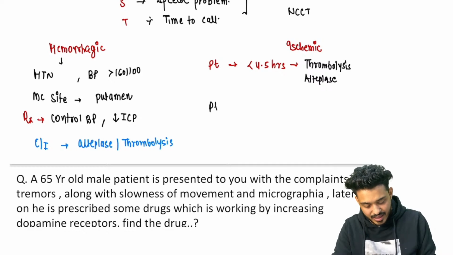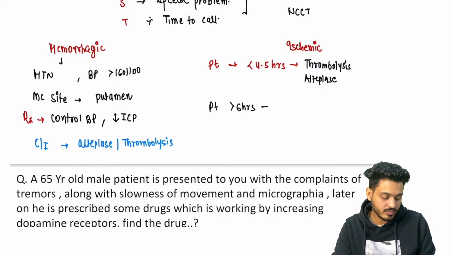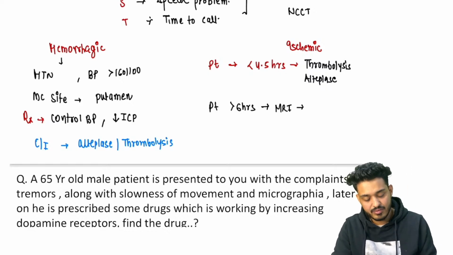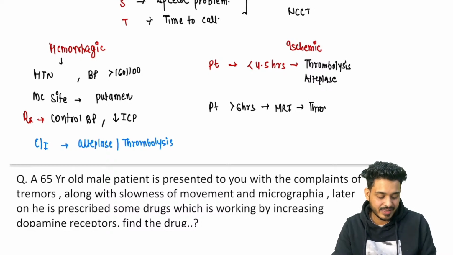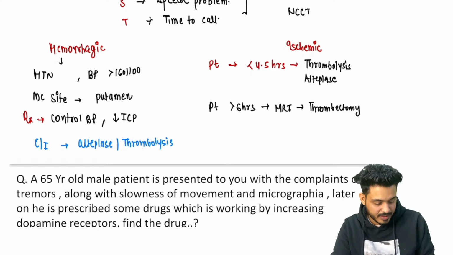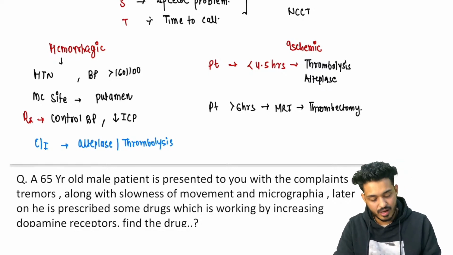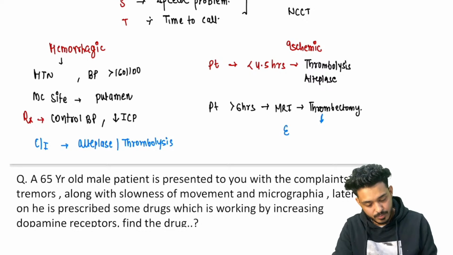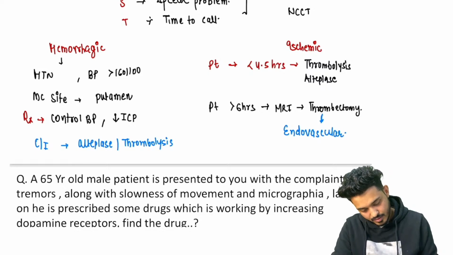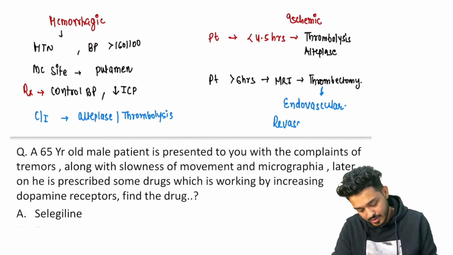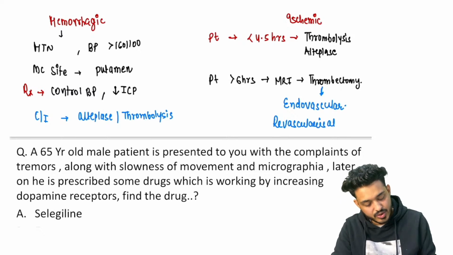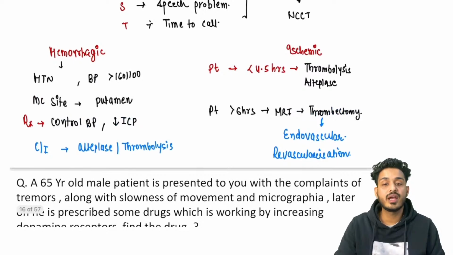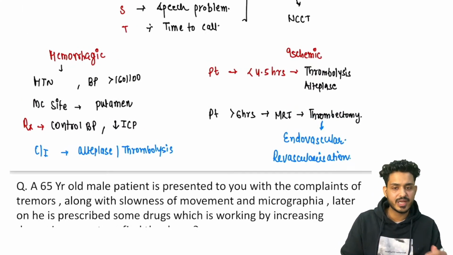If the patient is arriving more than 6 hours, then we need to do the MRI. And after MRI, what we will be doing now, we will be doing thrombectomy, mechanical thrombectomy we will be doing, followed by endovascular revascularization. So this is going to be the approach, right? Now we are going to do endovascular revascularization. If the patient is coming late to the hospital, like after 6 hours, that is going to be thrombectomy.